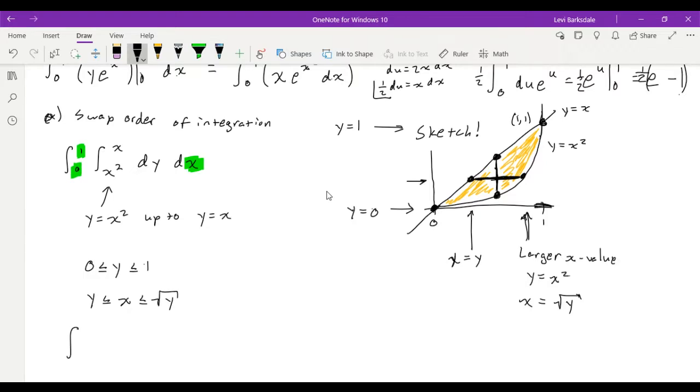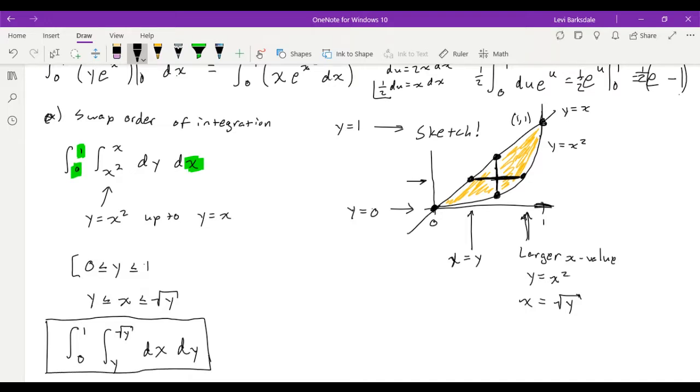So then we could rewrite our limits. Remember, our constant limits go first. Then we have our inner limit, y up to square root of y. Now we have our dx first, and then our dy. And that would be our function with switched order of integration. Any questions?